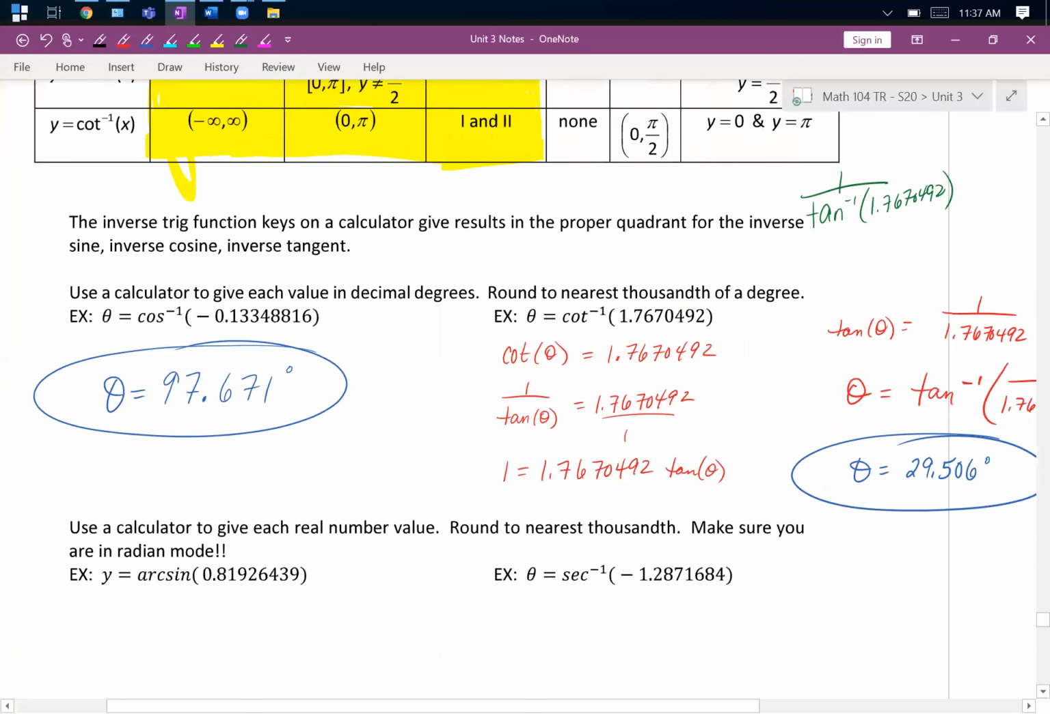All right, let's try another one. Now we want to use our calculator to give each real number value. The reason that we use radians so much in trig is because it's a real number. So when the directions say give a real number, that means radian. We'll round our answer to the nearest thousandth, and I already made a note for you to make sure that you're in radian mode. That certainly will not be available for you on the exam.